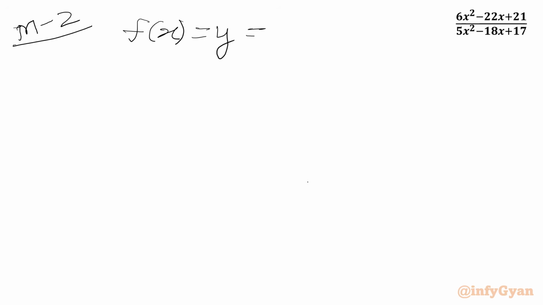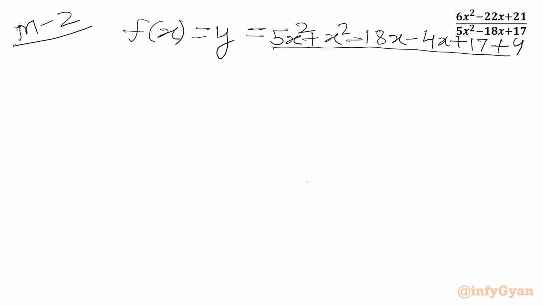Let us write the numerator in terms of the denominator. So I will split 6x square as 5x square plus x square. Minus 22x can be written as minus 18x minus 4x. Then we have 21, which we will split as 17 plus 4. In the denominator we have 5x square minus 18x plus 17.